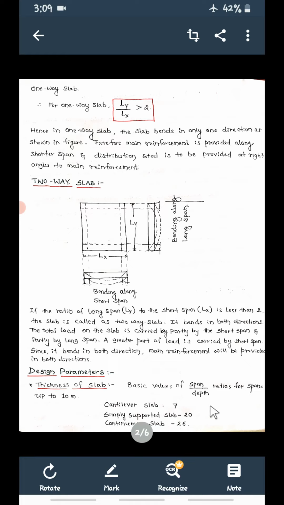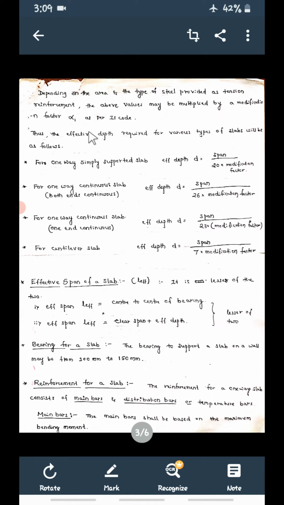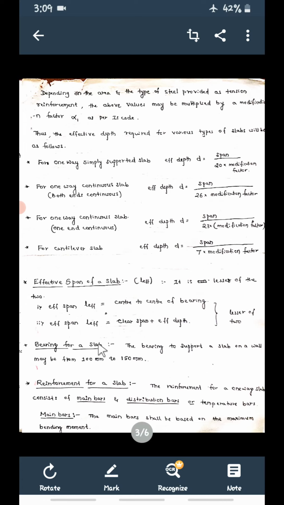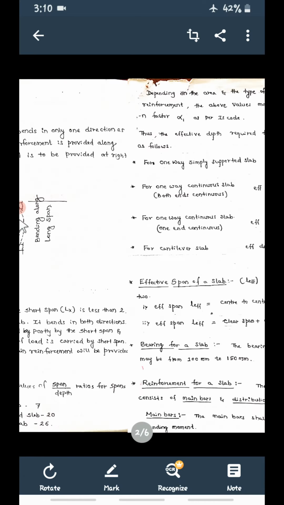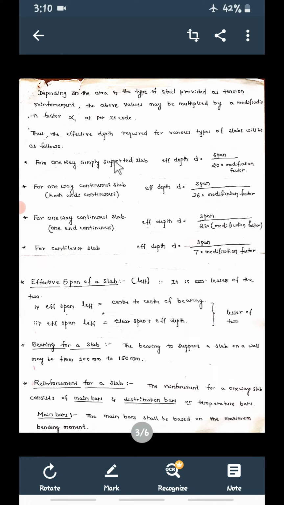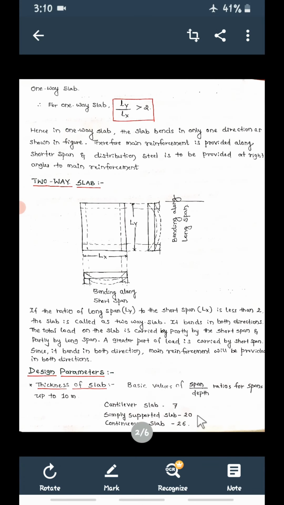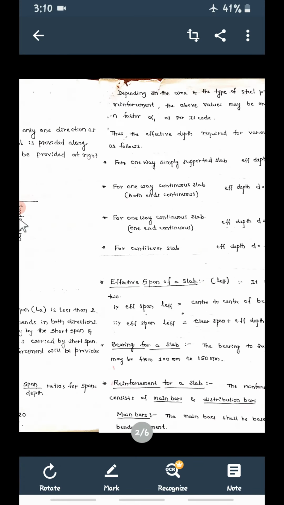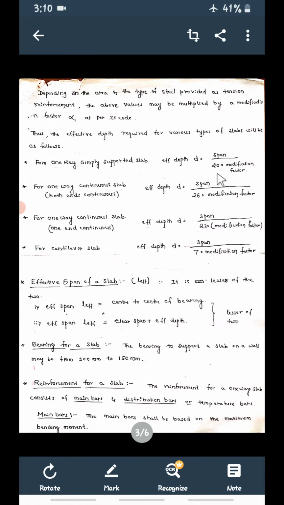Now depending upon these values and upon how much percentage of steel we are providing, these values are modified. For a one way simply supported slab, span by effective depth d is equal to 20, and this 20 will be multiplied with a modification factor. So effective depth for a simply supported one way slab is span divided by 20 into modification factor.